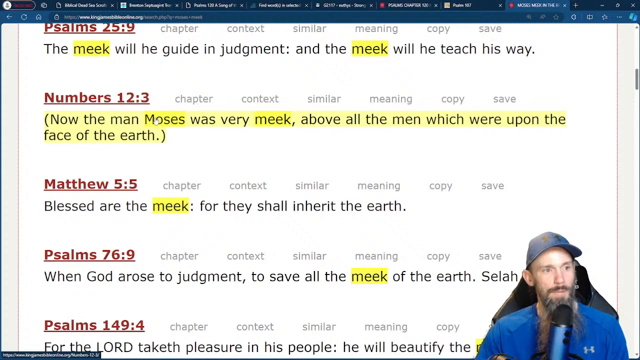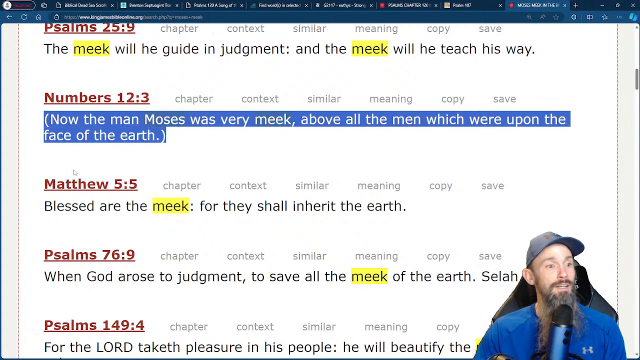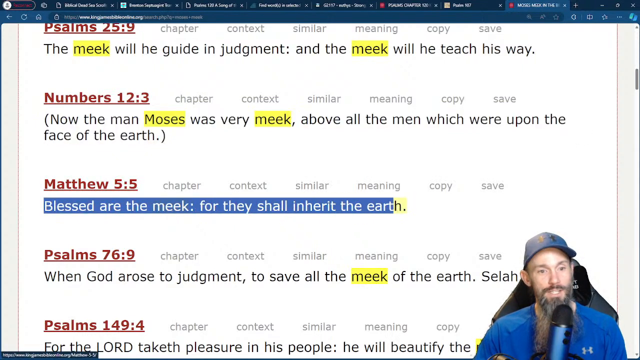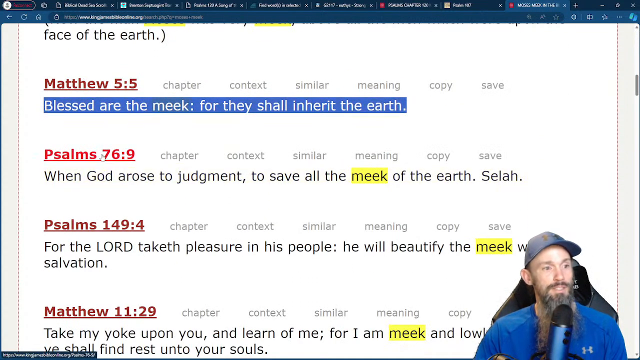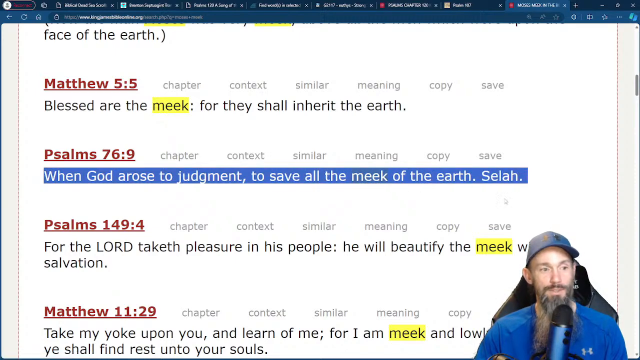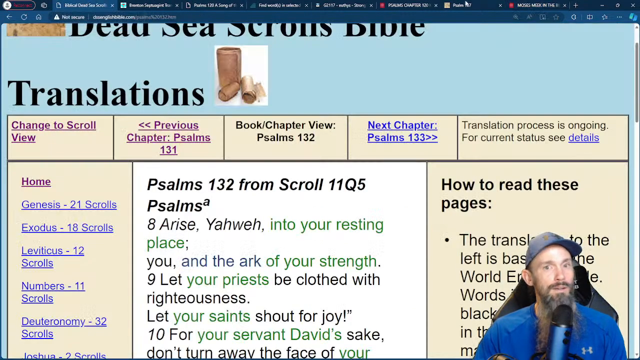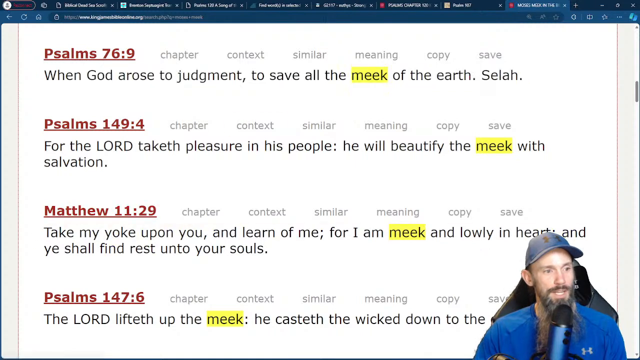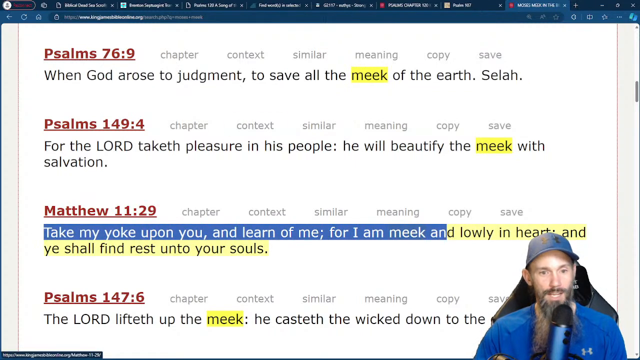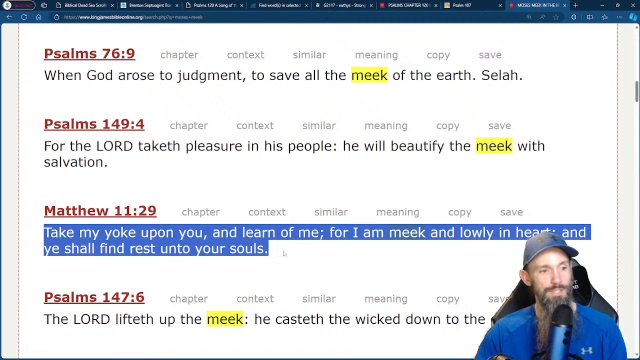Numbers 12:3, now the man Moses was very meek above all the men which were upon the face of the earth. And what did he give Moses? Matthew 5:5, blessed are the meek, for they shall inherit the earth. Psalm 76:9, when Elohim rose to judgment to save all the meek of the earth, Selah. It just goes on and on. And even the Messiah here, Matthew 11:29, take my yoke upon you and learn of me, for I am meek and lowly in heart. So the Messiah is meek and lowly in heart, and you shall find rest unto your souls.